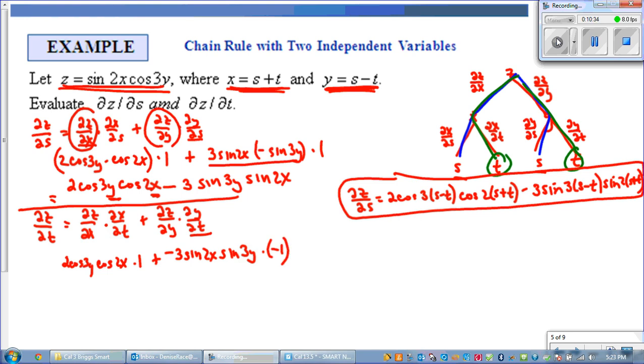Okay, so simplifying, we will have the partial of z with respect to t equal 2 cosine of 3y cosine of 2x plus 3 sine 2x sine of 3y.